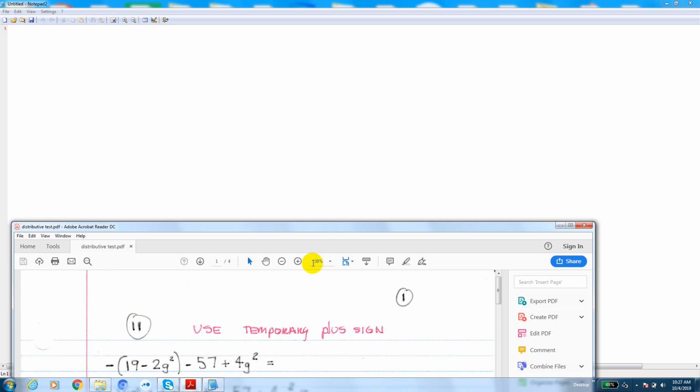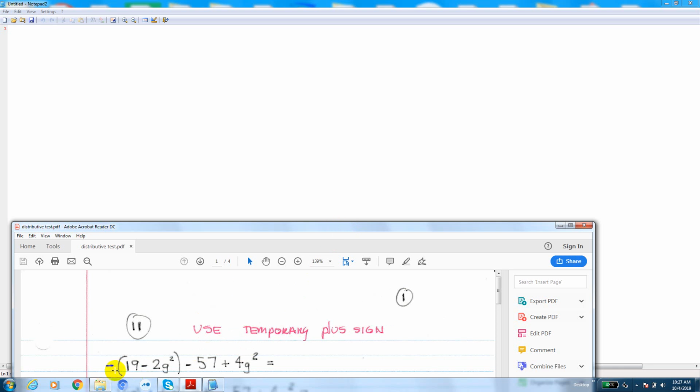Number 11. I emailed the teacher today and she said that she has taught the method of using a temporary plus sign in order to distribute. So that's what we're going to do here to be consistent with what you know.